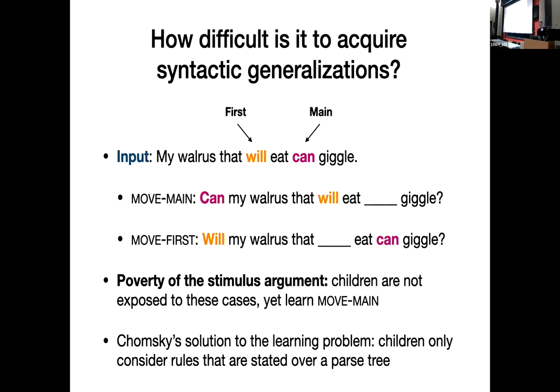Children only consider rules that are stated over a parse tree. They don't even consider the other rules, and therefore the fact that the stimulus is poor doesn't affect the output of the acquisition process. So we can use neural networks as a computational framework for testing this sort of hypothesis.